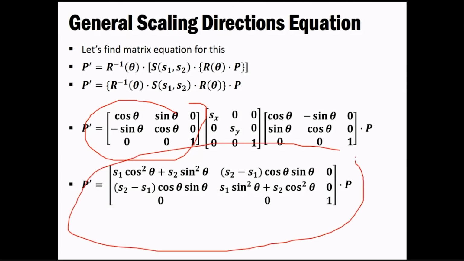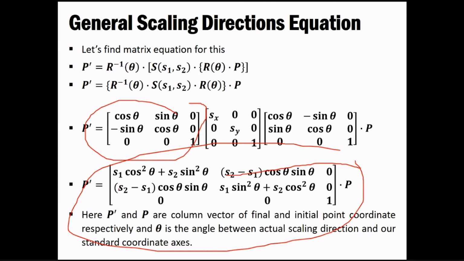Okay, this is nothing but multiplication of each other, nothing else. These matrices are getting multiplied with each other. You have to keep this for your purpose, if you want to perform it in your required direction. But obviously, theta is the angle between the actual scaling direction and our standard coordinate axis. That is the angle with which you can move it to that particular original direction, or to the origin.